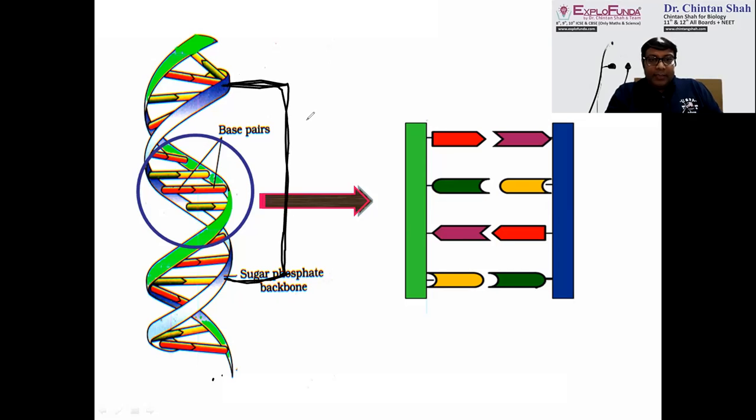So if this is 34 angstrom, it means the distance between two consecutive pairs will definitely be 3.4 angstrom. And you know how to convert angstrom to nanometer, thanks to physics. Yes or no? So here the distance will be 3.4 angstrom. Are you getting it? Everybody okay with this?